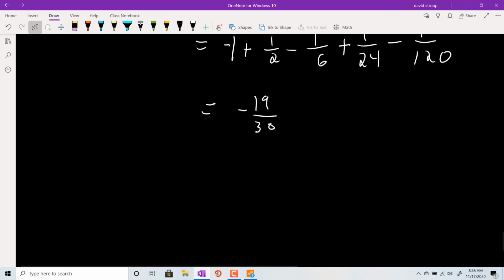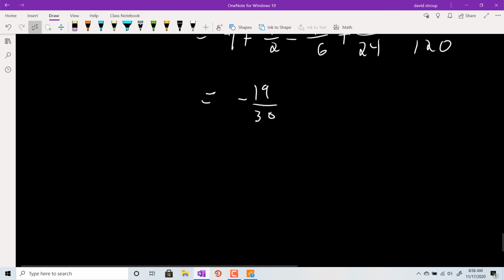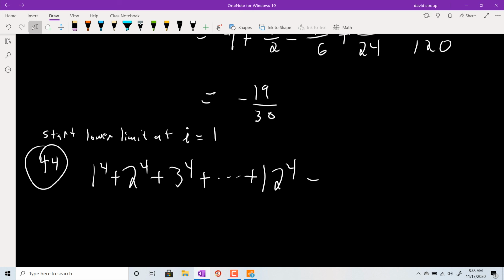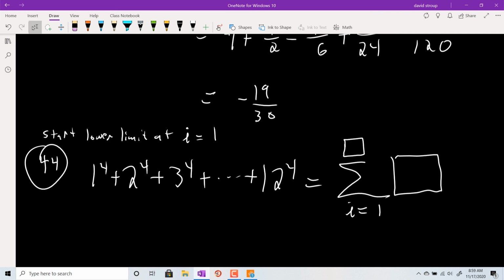We also need to be able to collapse sums. So like number 44. They want you to start your lower limit at 1. Okay, so 44, we have 1 to the 4th plus 2 to the 4th plus 3 to the 4th plus dot dot dot plus 12 to the 4th. And I want to rewrite it as a sum, and they're telling me i equals 1 is the starting place. So you kind of have to figure out what goes in here and then what goes up top. You've got to fill in those boxes.